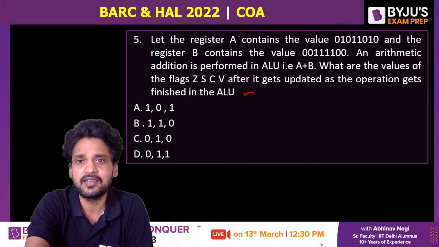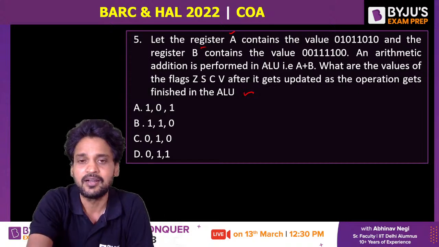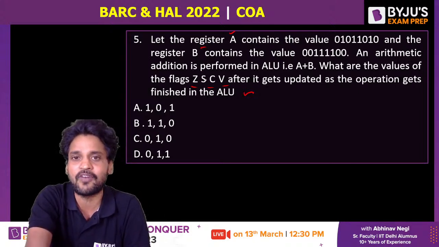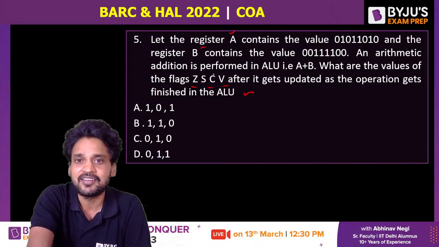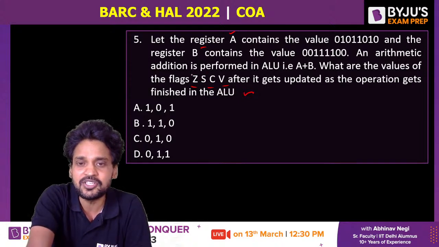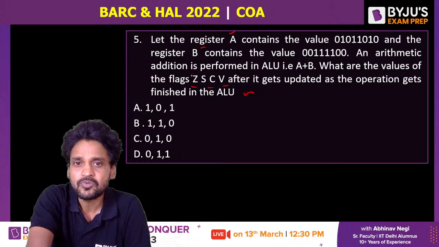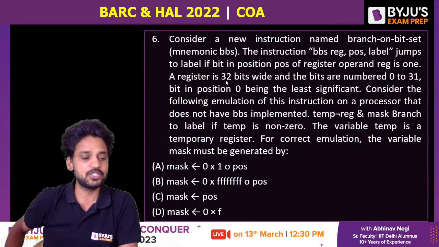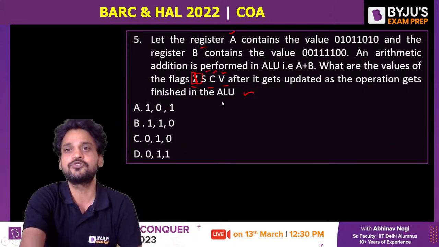Register A is something and register B is something. When you add them, what will be the flag values of Z, S, C, V? Z stands for zero flag. S stands for sign flag. Okay, Z is not given, right? Only sign, carry, overflow. You just forget about the zero flag, because in the options we got only three. What is the sign flag? What is the carry flag? What is the overflow flag? I just want the answer for this.